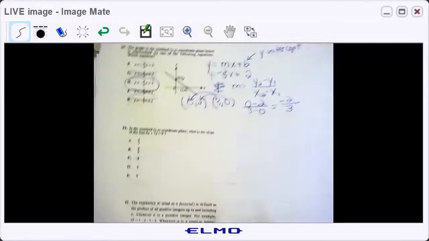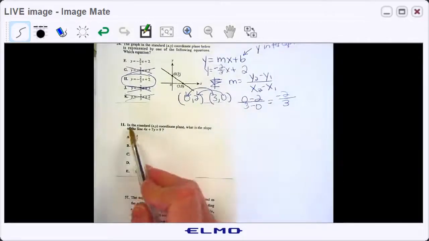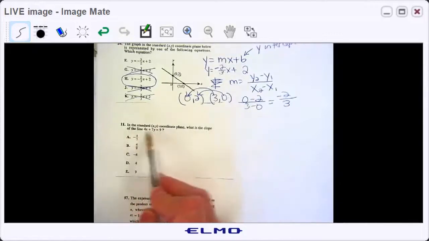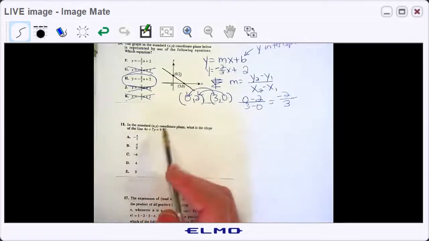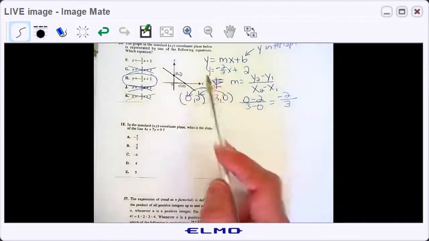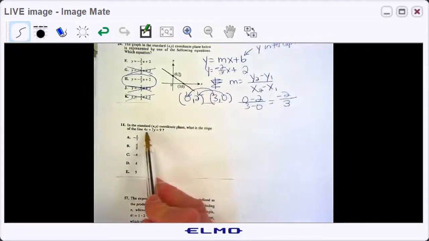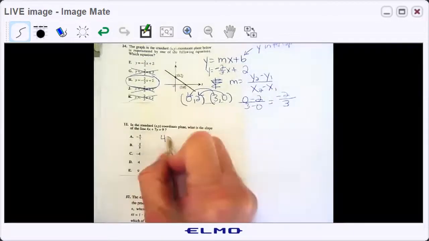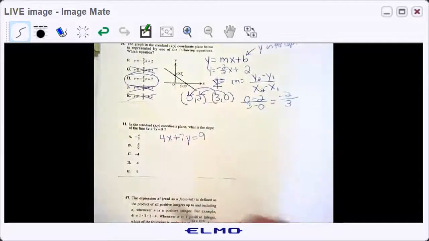Okay, if I look at the next problem, it's kind of similar. No graph given, but they do talk about in the XY plane, what would be the slope of this line, 4x plus 7y equals 9. But this goes back to the same formula I was working with earlier, the y equals mx plus b. But if you notice, this doesn't say y equals. It says 4x and some y stuff equals. So we're going to have to manipulate this equation until it says y equals to be able to pick out the slope.